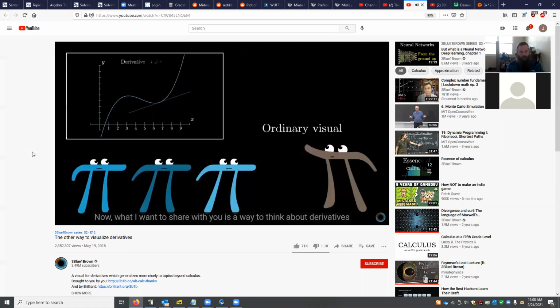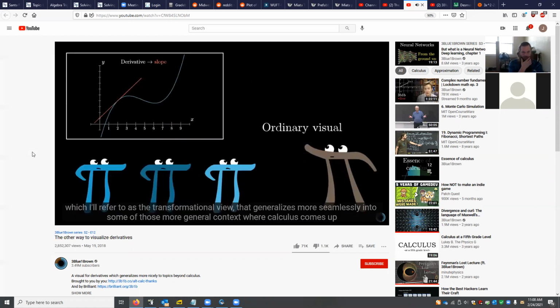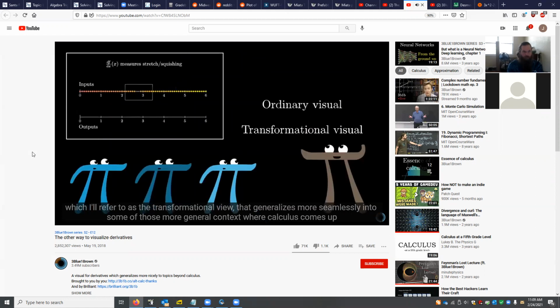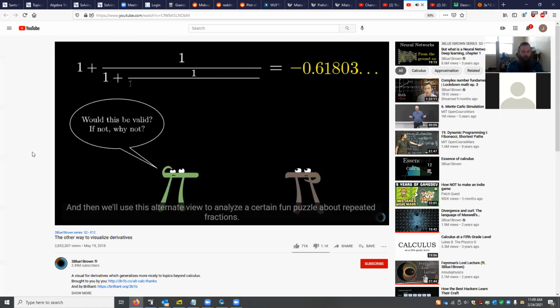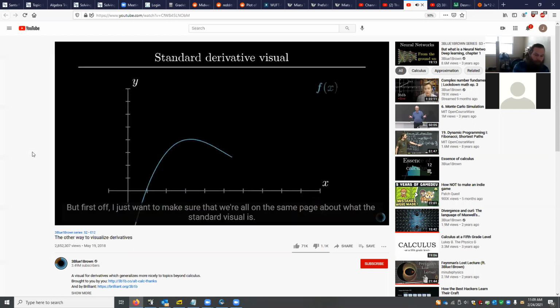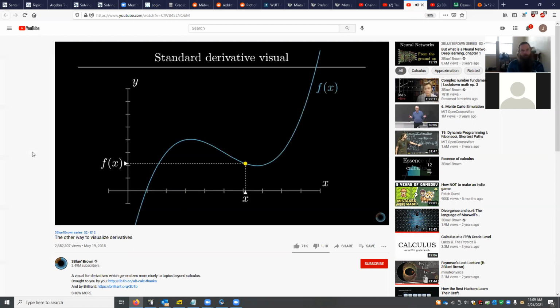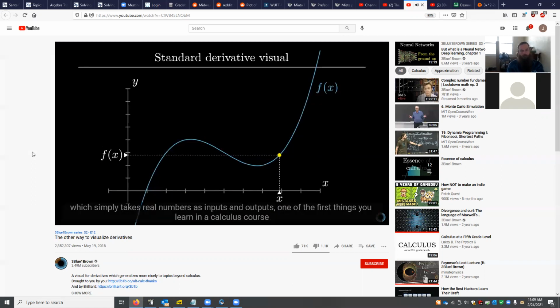Now, what I want to share with you is a way to think about derivatives, which I'll refer to as the transformational view, that generalizes more seamlessly into some of those more general contexts where calculus comes up. And then we'll use this alternate view to analyze a certain fun puzzle about repeated fractions. But first off, I just want to make sure that we're all on the same page about what the standard visual is.